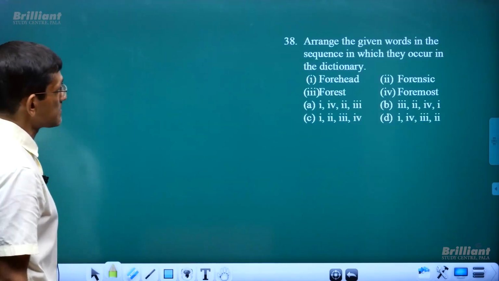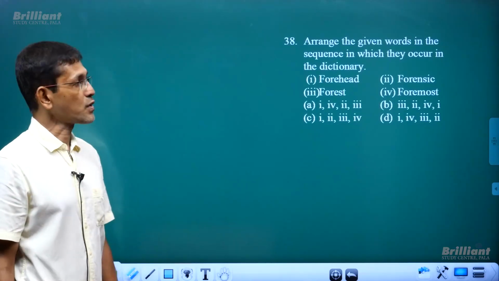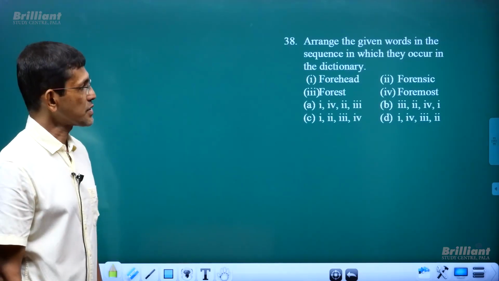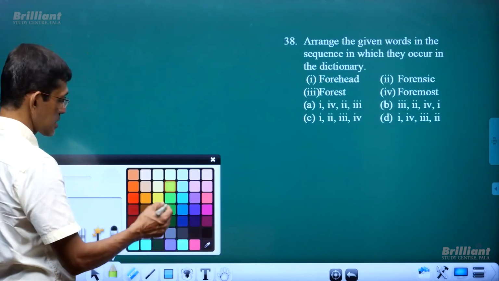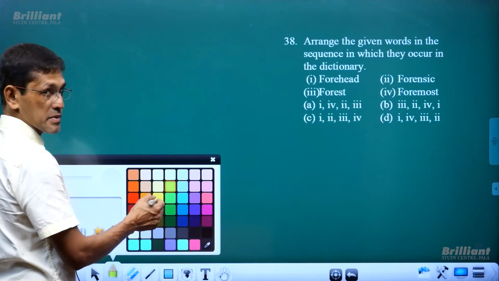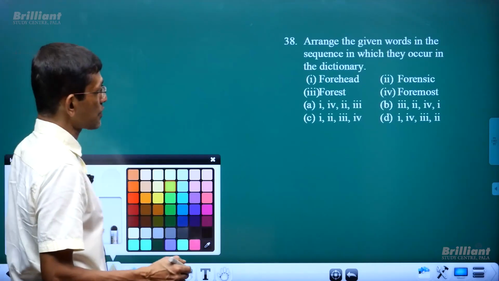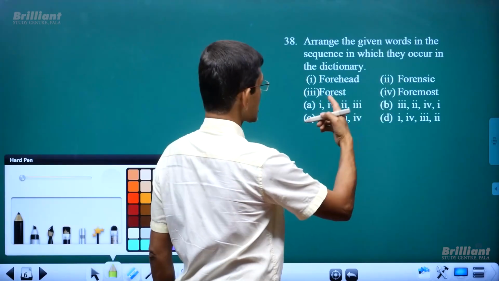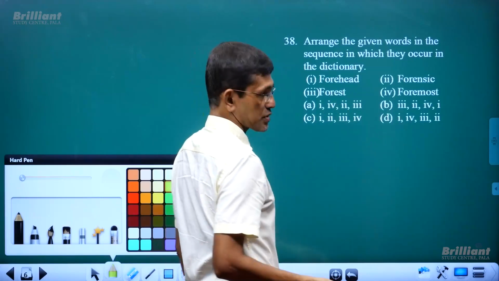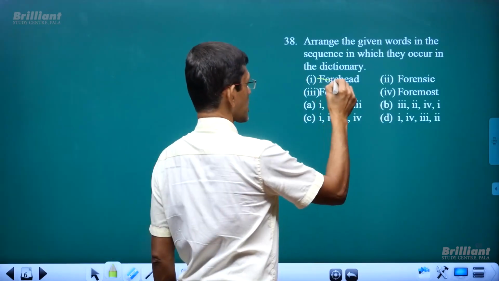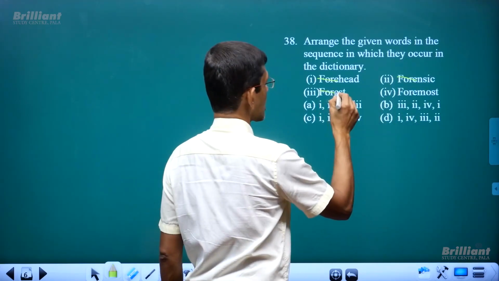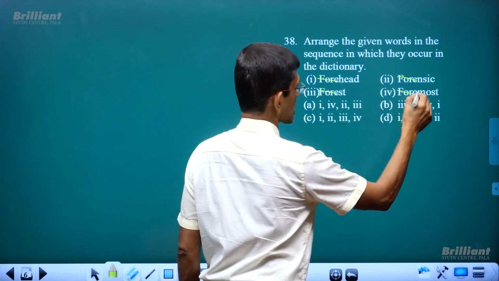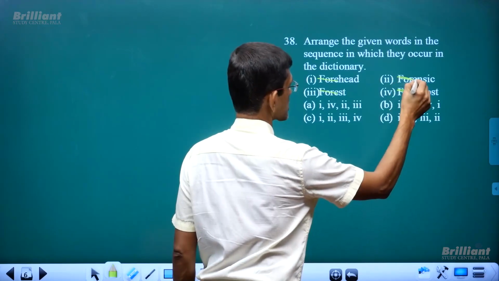Okay, next one. Arrange the given words in the sequence in which they occur in the dictionary. Pretty simple. Dictionary means what? Alphabetical order. So what we are looking for, here it's forehead, fore and forest and foremost. All of them are starting from F-O-R-E. So we will get rid of that F-O-R-E, that's common for all the words.